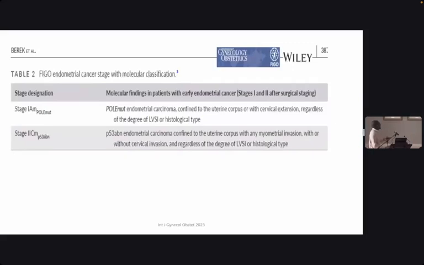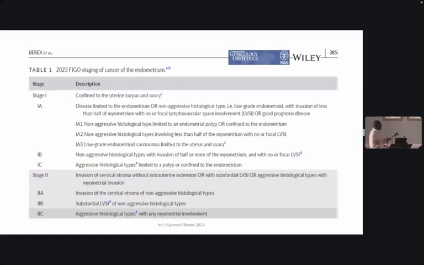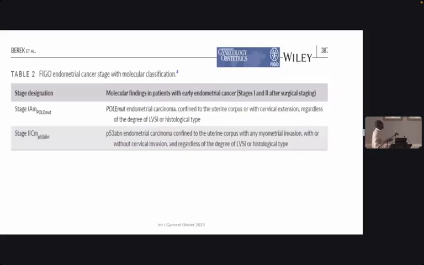Stage one and stage two automatically change. So if a patient has a disease that is confined to the uterus or cervix, and they are POLE mutated, they become stage 1A. If the patient is P53 abnormal, they automatically become stage 2C, which is different. I think you can see from this graph. Let me just take this example. If this patient is NSMP, it's 1A1, but when you do the molecular profile, it's P53 abnormal. This patient automatically becomes a 2C. And if this patient who is, let's say, a serous histology, and we're saying it's stage 2C, is POLE mutated, it automatically becomes a stage 1A. So you can see how this molecular classification has changed the way endometrial cancer management is affected.